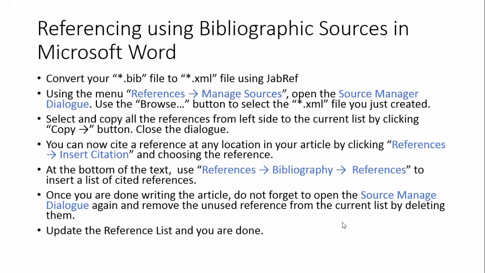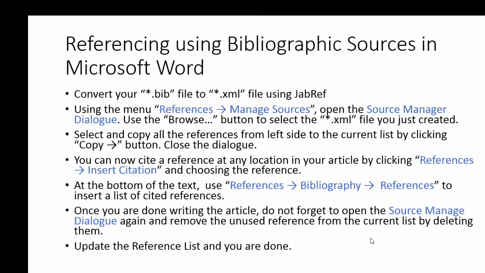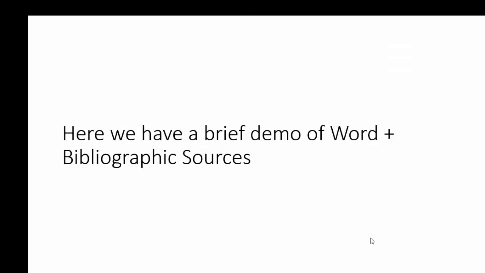You can now cite a reference identification in your article by clicking References, Insert Citation, and then choosing the reference that you want to cite. At the bottom of the text, use References, Bibliography, References to insert a list of cited references. Once you are done writing an article, do not forget to open the Source Manager dialog again and remove the unused references from the current list by deleting them. Update the references list and then you are done. We will see a brief demo of Microsoft Word using bibliographic sources now.